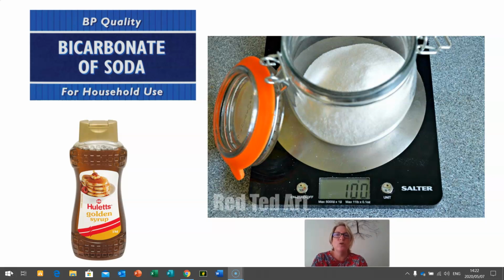So you need a product called bicarbonate of soda, and then you need some white sugar, preferably plain white granulated sugar, not caster sugar or icing sugar. But if you've got them, they might be able to work. You can try it. I know I've only ever used sugar. And then you'll need some syrup and some water.